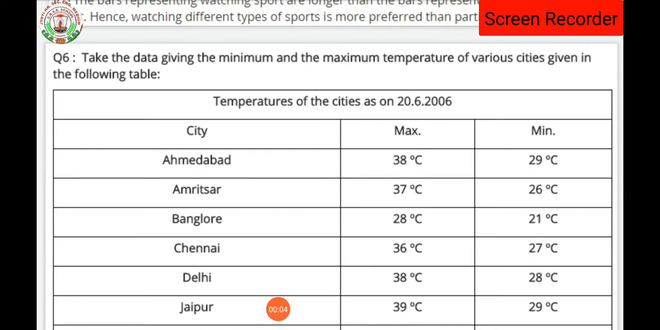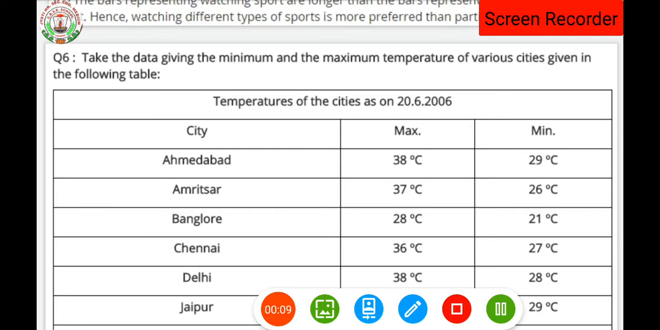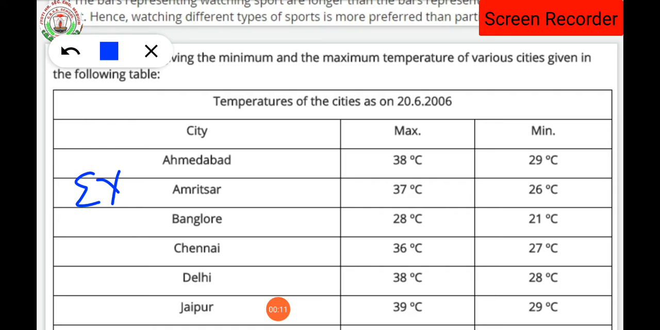Question number 6 is there from exercise 3.3, chapter number 3, data handling. In the previous video, we had seen the exercise 3.3, question number 1 to question number 5, isn't it? And in the live class, again we had seen the definitions of mode, median and their formulas. So here is question number 6.